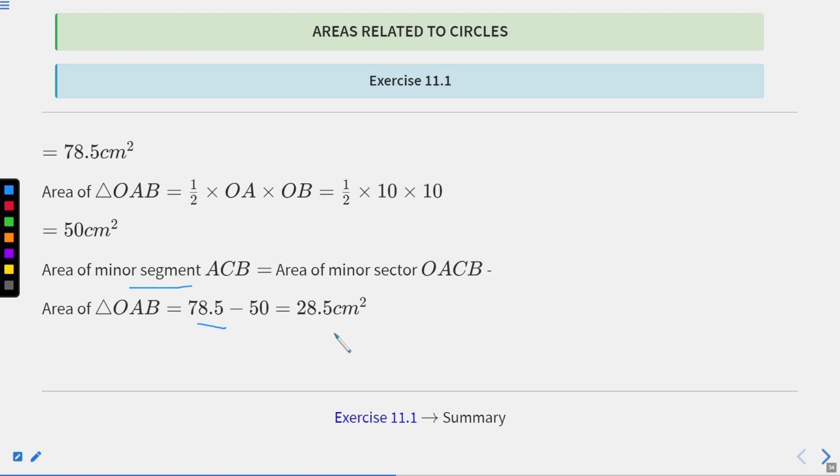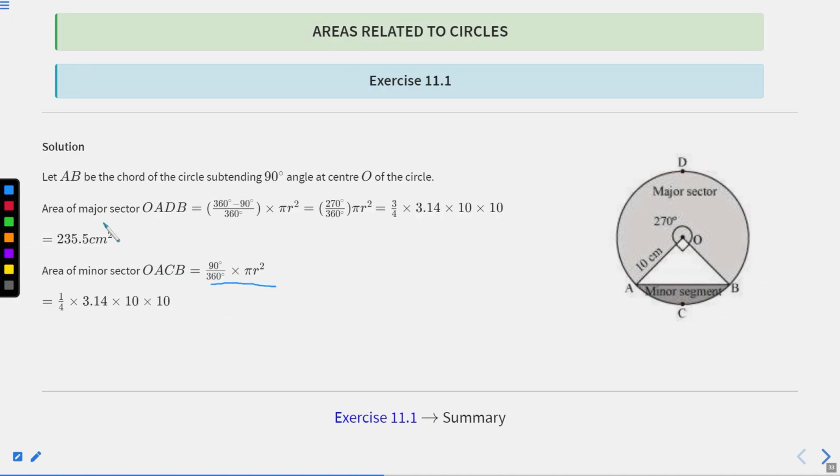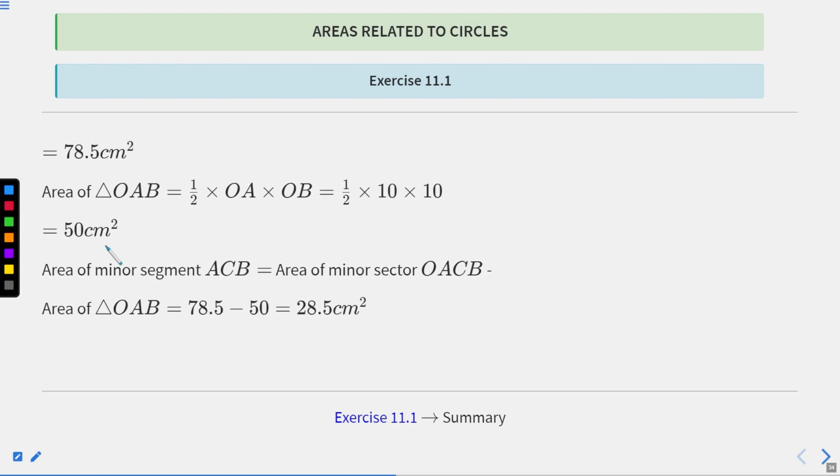So the area of the major sector is equal to 235.5 centimeter square, and the area of the minor segment is equal to 28.5 centimeter square.